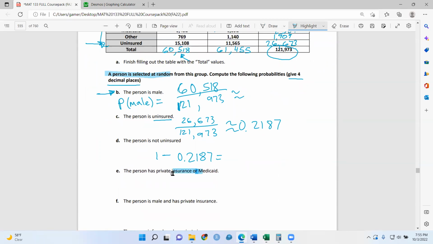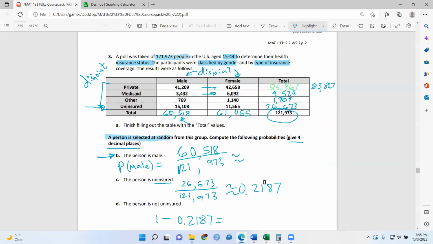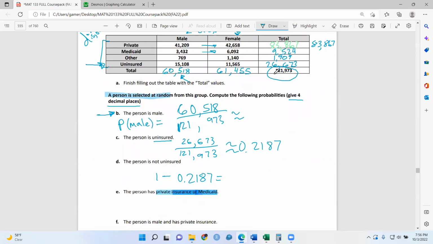Yeah. Okay, then we're asked, what about private insurance or Medicaid? Well, we have to first observe that private insurance and Medicaid are disjoint outcomes. Based on this table, you can't have private insurance and Medicaid. So we just simply add together those two numbers. Now, we could add them together and then divide by 121, or we could write them separately. Mathematically speaking, that's the same thing. I'm going to write them separately just to help you see maybe where they each come from. So here's the probability of selecting someone with private insurance. Add to that, because they're disjoint, the 9,524 for Medicaid and 121,973.